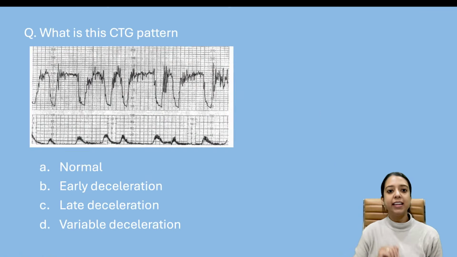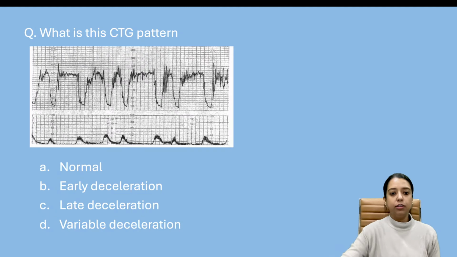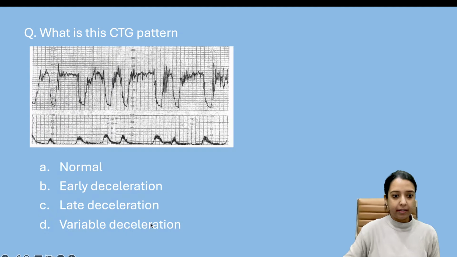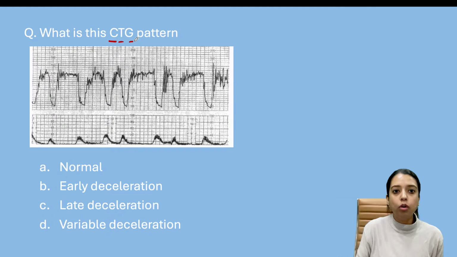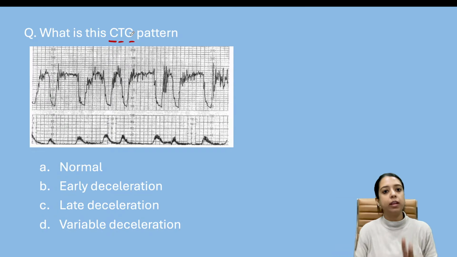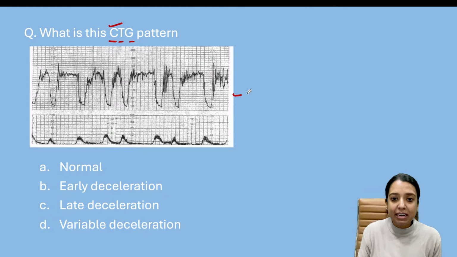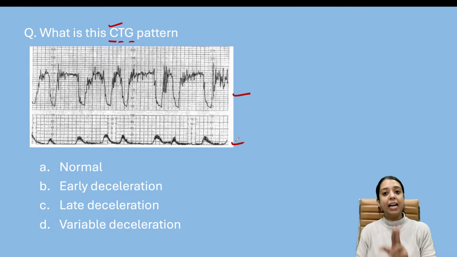Okay, starting with the CTG pattern. There was a question in 2024, what is this CTG pattern? CTG stands for cardiotocography. We are tracing two things: the fetal heart, and in respect to the uterine contractions, how the fetal heart is responding. That is toco, the uterine contractions.